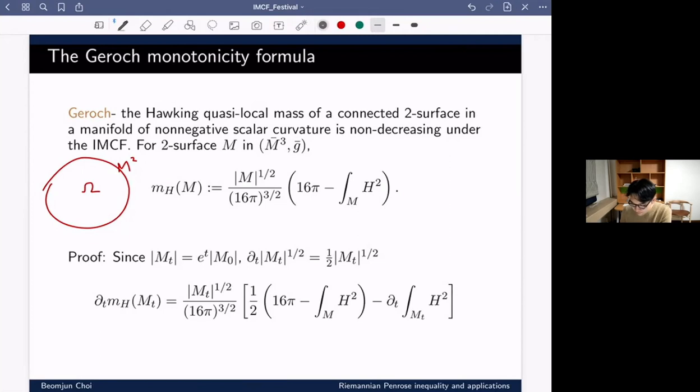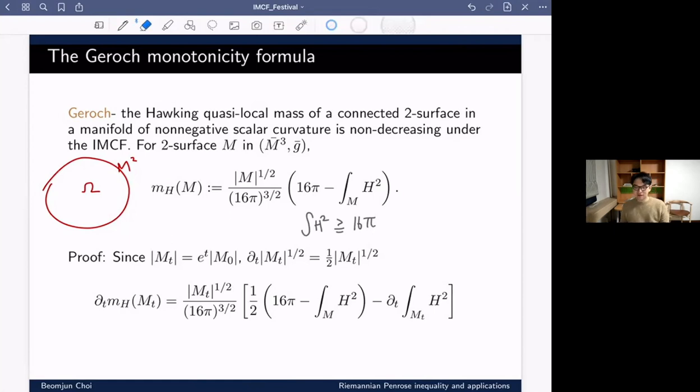if you remember the Willmore inequality, then the integral of H squared, if I integrate for two spheres, for two surfaces, I always get it's greater than or equal to 16 pi. But that's for a Euclidean space.